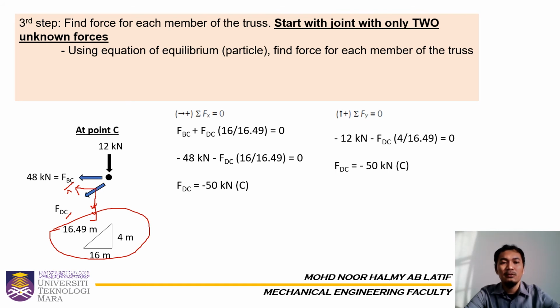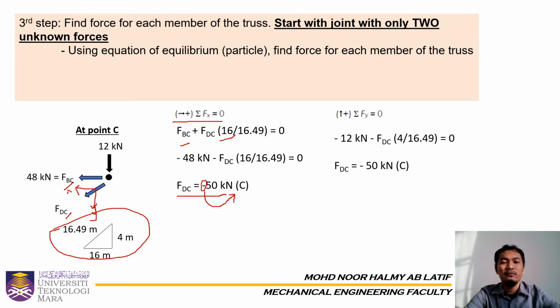By using summation of force in x equal to 0, we're going to find FDC, where we have FBC and FDC in the x direction. By solving it, we're going to get FDC equal to negative 15 kilonewton. The negative sign shows that the member is in compression.